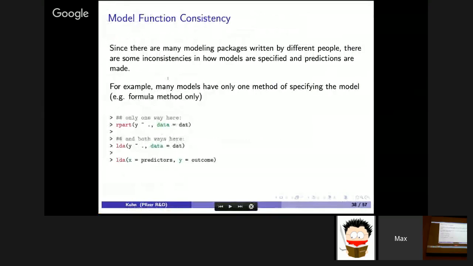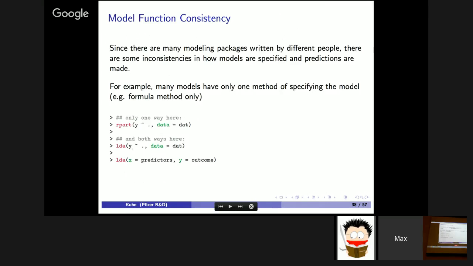there's a lot of inconsistency between modeling functions in R. One example would be how we specify the model. For example, we use the formula method with LDA, whereas there are other times we want to use the non-formula interface where we just give it a data frame of predictors and a vector of outcomes. These will give you the same model, but there are different ways to specify it, and there are some advantages using the formula method and some disadvantages.